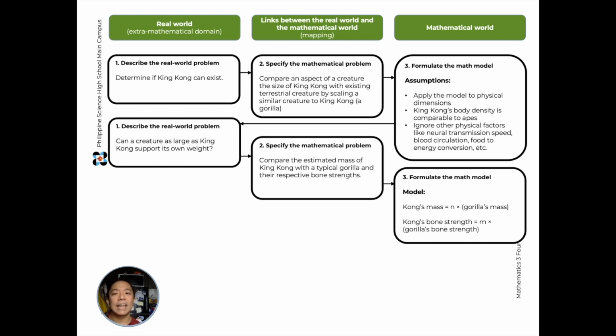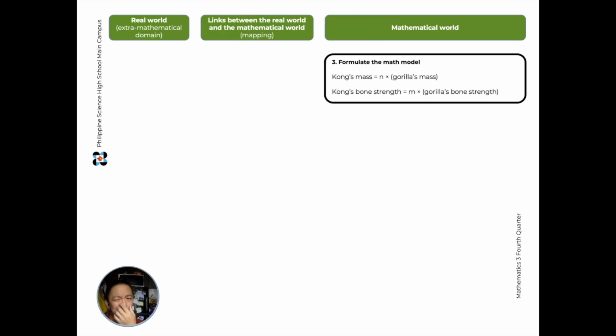And we'll use the model na ang mass ni King Kong, it's just some constant na imumultiply sa mass ng isang gorilla. Now, we'll have to find kung ano yung constant na yun, na n. And yung bone strength ni King Kong, it's just another factor which we'll call m na imumultiply sa bone strength ng isang gorilla. And we'll compare kung malaki ba yung pagkakaiba nitong dalawa. So I'll move on to the next page, but yun pa rin yung jumping off point natin na ang mass ni King Kong, it's some constant times yung mass ng gorilla at yung bone strength ni King Kong na kailangan, it's some constant na i-multiply sa bone strength ng isang gorilla.